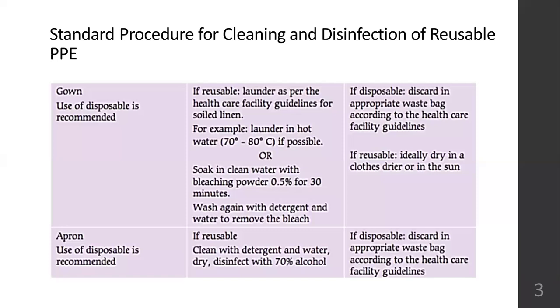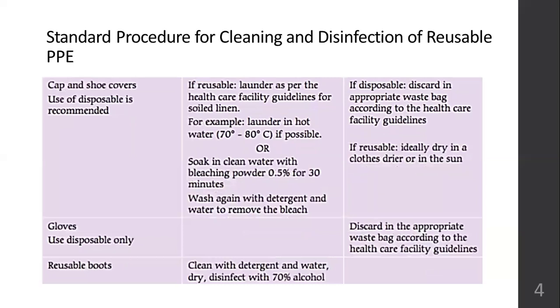Apron, again, if it is a disposable one, discard it. Reusable one, either you disinfect it with 70% alcohol or detergent water. Cap and shoe cover as well: discard if possible. If reusable, 70 degrees Celsius to 80 degrees Celsius hot water is enough for cap and shoe covers, or 0.5% bleaching powder can be used. The same method you followed to wash the gown can be followed here.